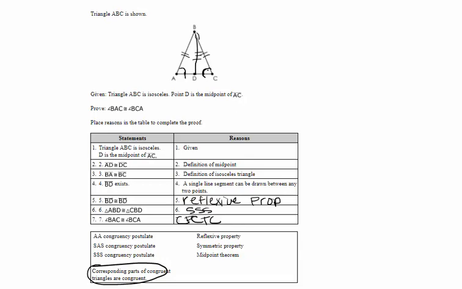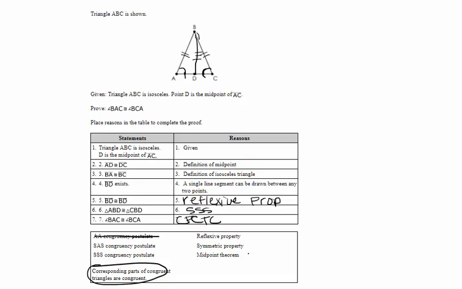Some of the other options: AA congruence postulate doesn't actually exist. We did have AA, but that had to do with similar figures. SAS is a postulate to be able to say that we have congruent triangles. However, they didn't tell us anything about our angles in the part of the proof they've given us, so that's why we couldn't use it here.